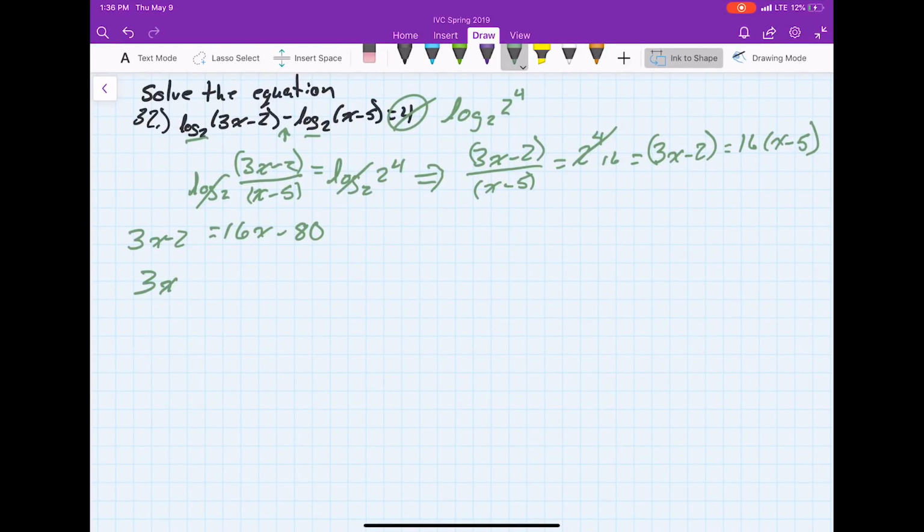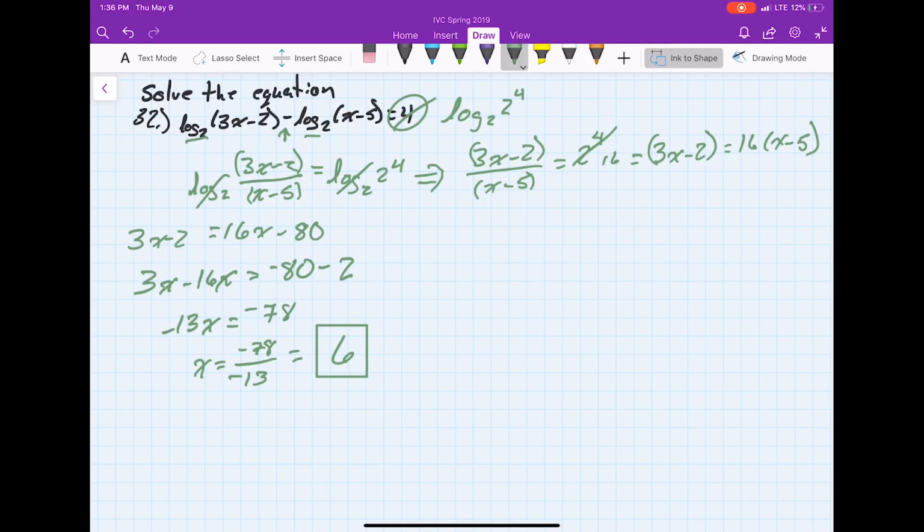Anyway, so we got 3x minus 16x, because I'm moving that 16 over, equals negative 80 minus 2. Actually it's plus 2. Anyway, so this combines to negative 13x, and since that should be a plus 2, it's going to be negative 78. So x is equal to negative 78 over negative 13, which is 6.